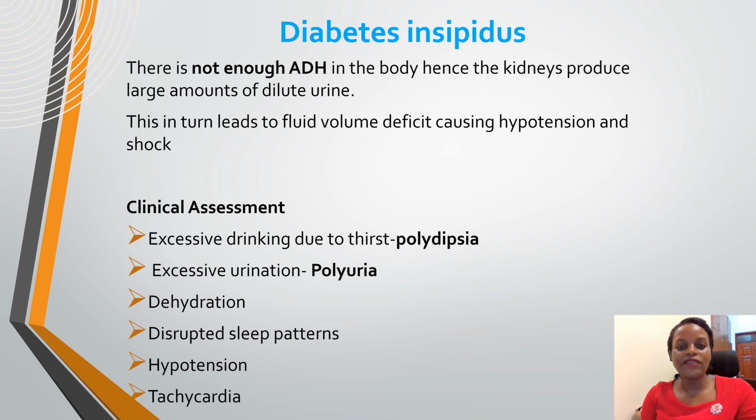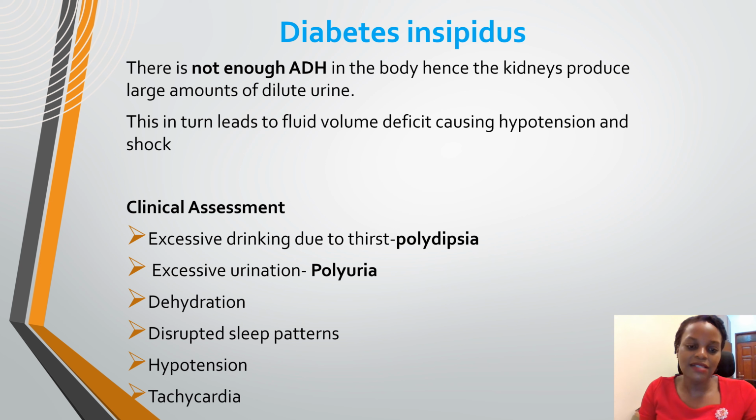There is not enough ADH in the body, hence the kidneys produce large amounts of dilute urine. Like I said, if we don't have enough antidiuretic hormone, we are not able to oppose urination. It means we are passing out a lot of urine compared to the normal person. This in turn leads to fluid volume deficit, causing hypotension and shock.